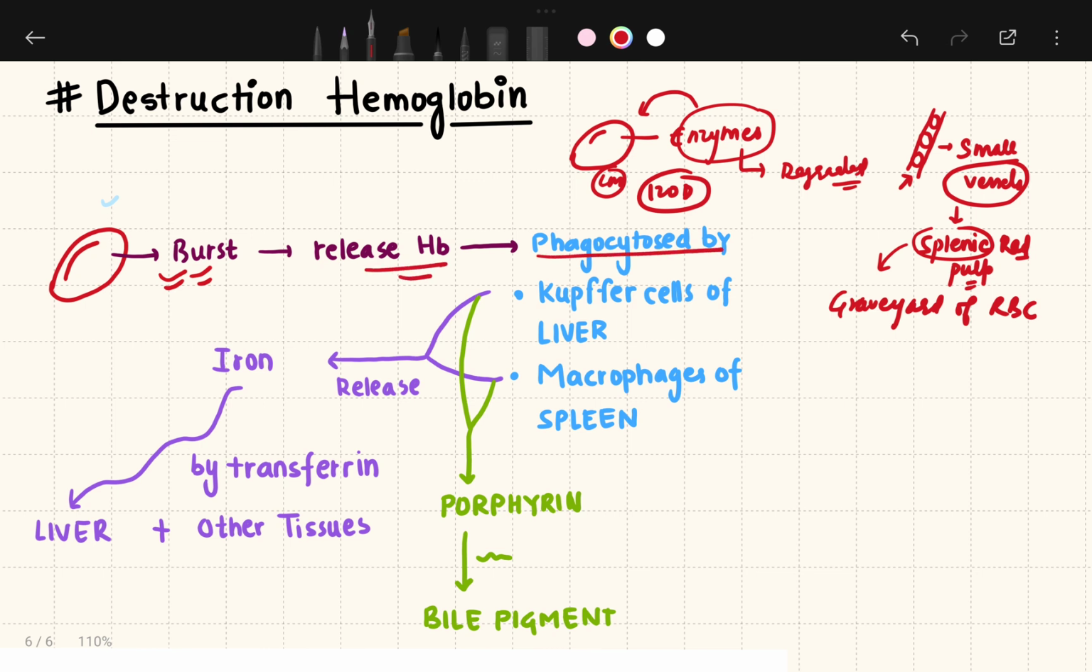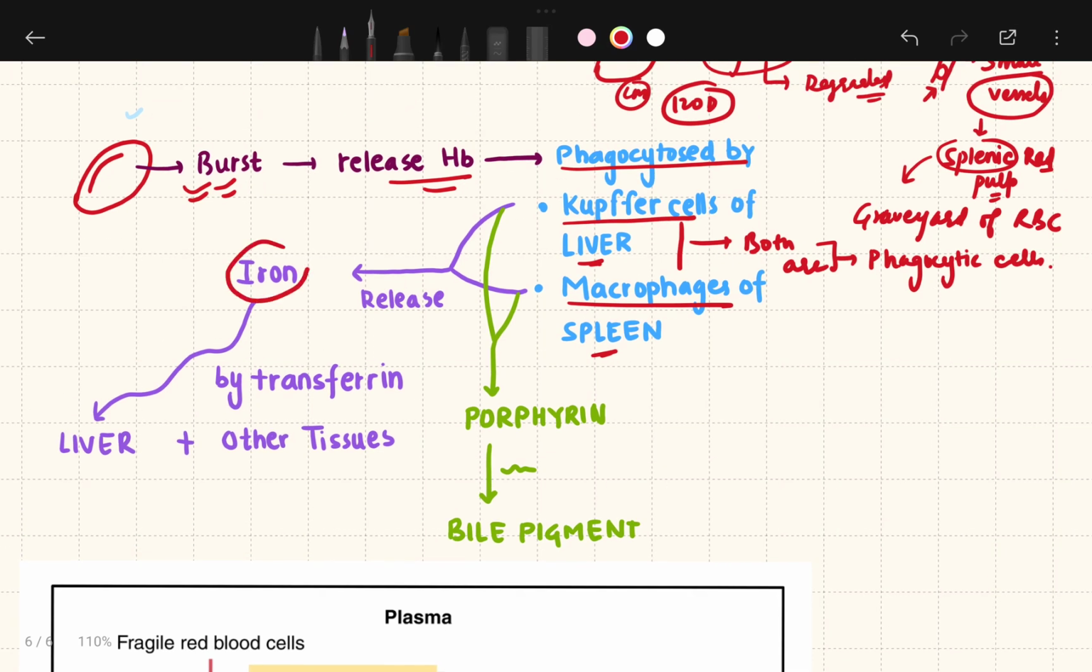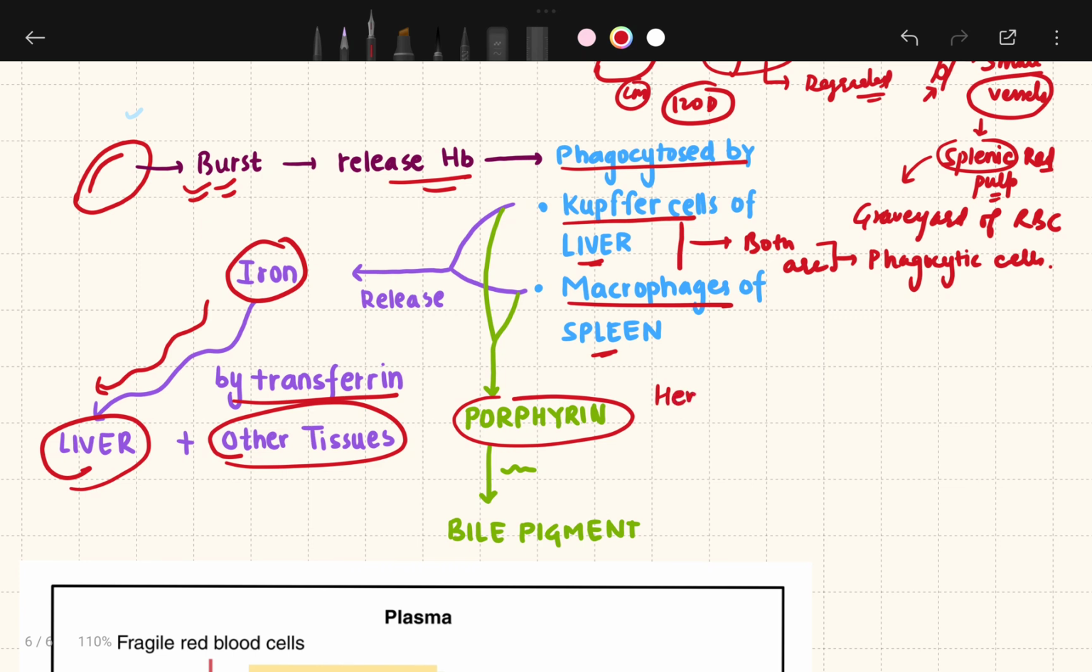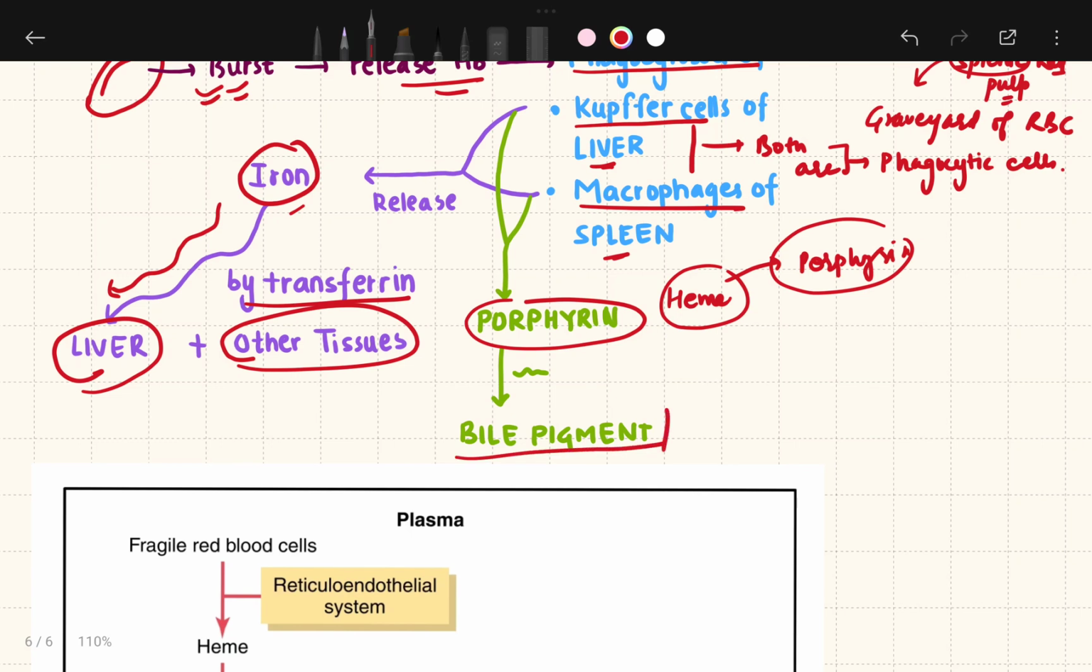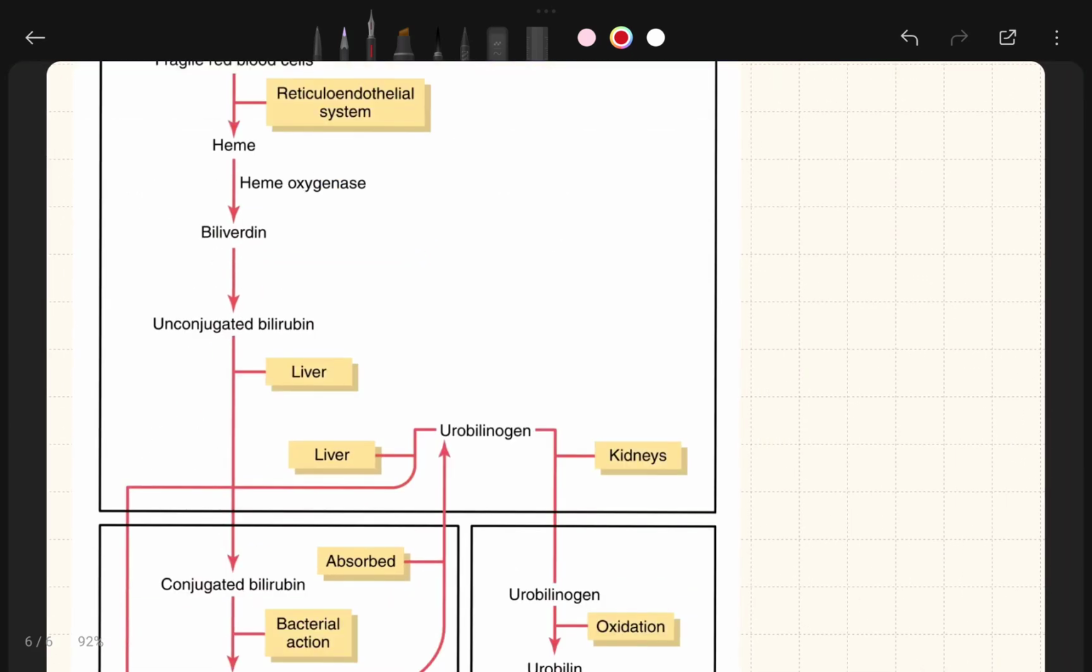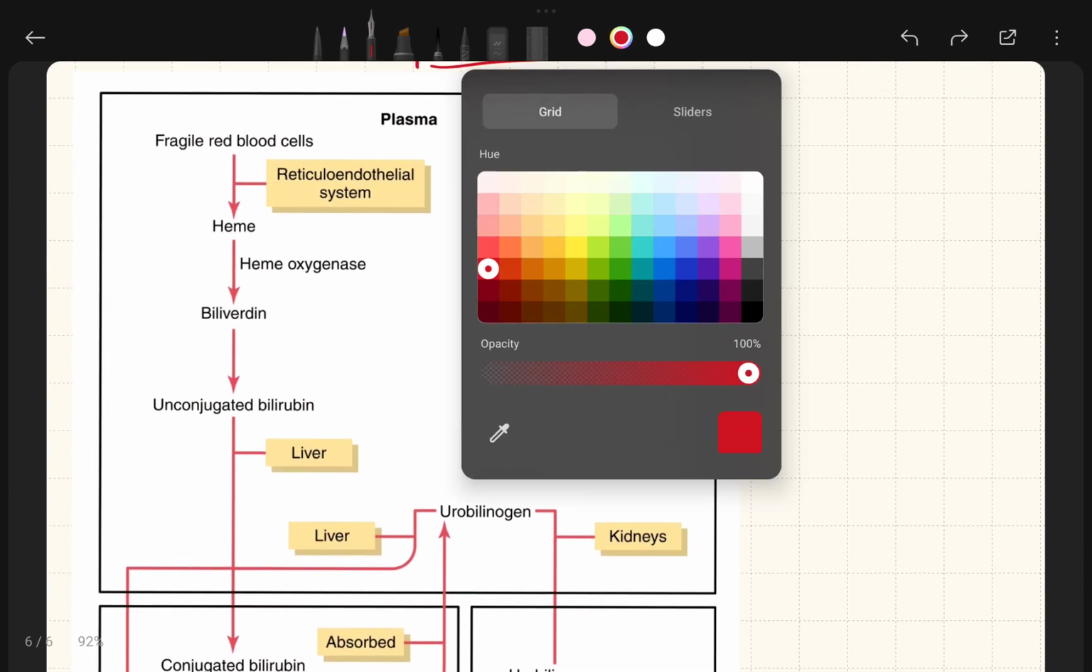Now this hemoglobin will get phagocytosed by Kupffer cells in the liver and macrophages of the spleen. Kupffer cells and macrophages both are our phagocytic cells. Now they'll release iron, and this iron either gets stored in the liver by transferrin, or it will reach other tissues where it is required. Another thing that will get released is porphyrin. That we know, heme contained porphyrin. Porphyrin was getting bound to iron, then it was forming the heme. So this porphyrin will get converted to the bile pigment. So here's a chart showing how it gets converted.